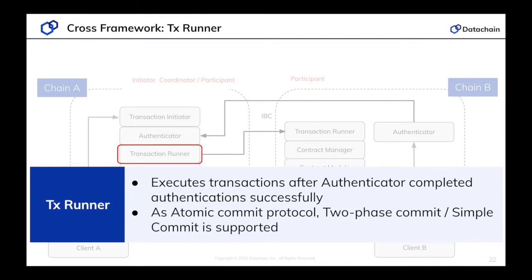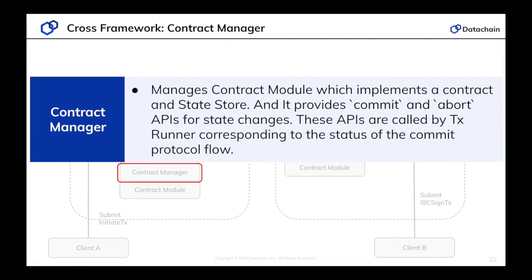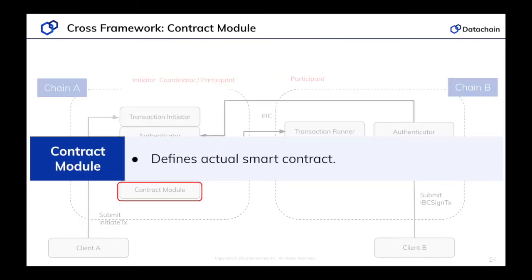I'll explain later. The contract manager manages the contract module, which implements the contract, and the state store, and it provides commit and abort APIs for state changes. These APIs are called by the TX runner. The contract module defines the actual smart contract.